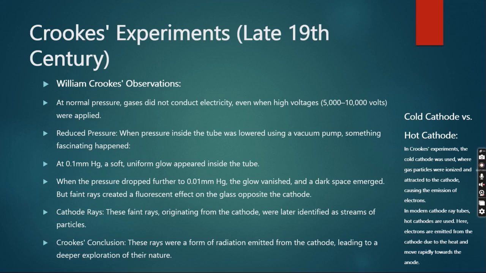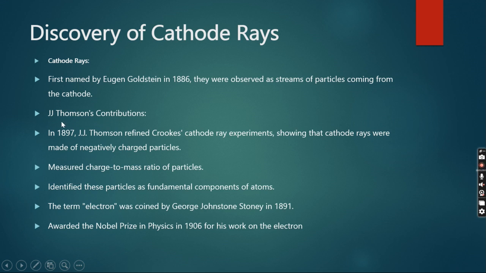When the pressure is further reduced to 0.01 mm of Hg, the glow vanished, it disappeared. The whole tube is filled by dark spaces and no luminous discharge is observed. Under these conditions, some rays were produced, which produce fluorescence when they strike the opposite wall of the tube towards the anode. The rays were called cathode rays by Goldstein because they move from cathode towards the anode.